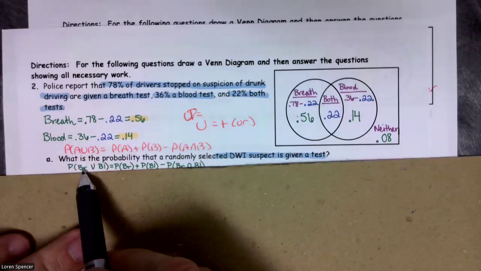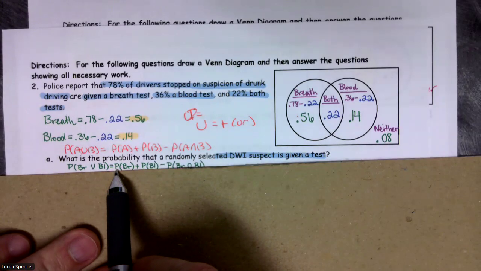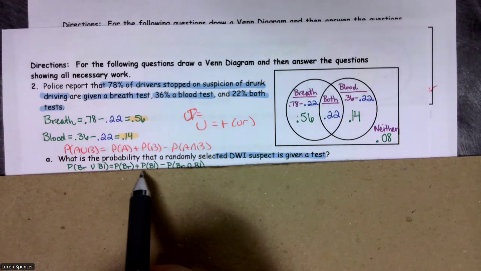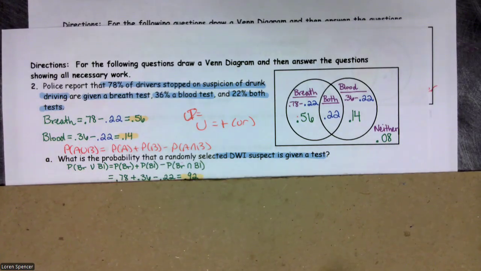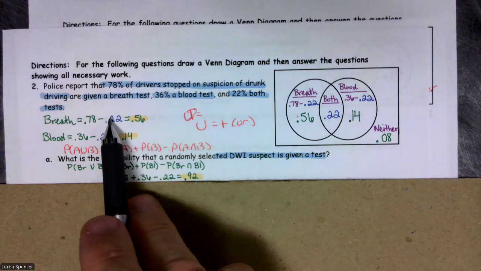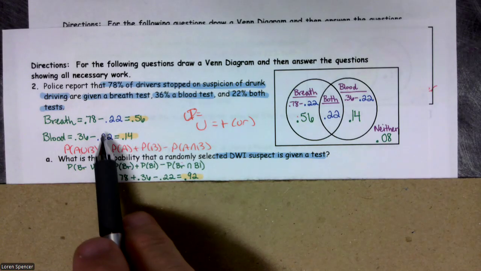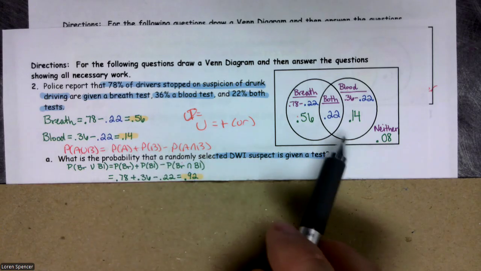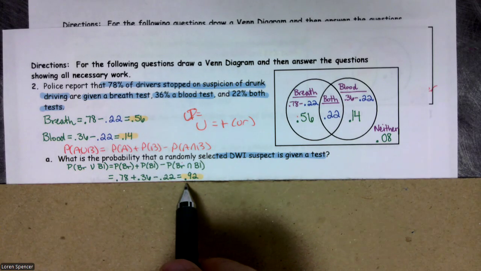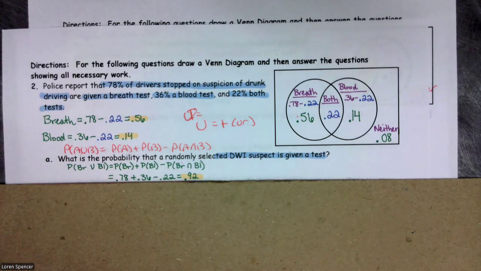So BR for breath, union blood, equals the probability of breath plus the probability of blood minus the intersection. And that's what we have there. Well, what is the probability of breath? 78%. Probability of blood, 36. And the probability of both is 22, and we subtract that out and we get 0.92.